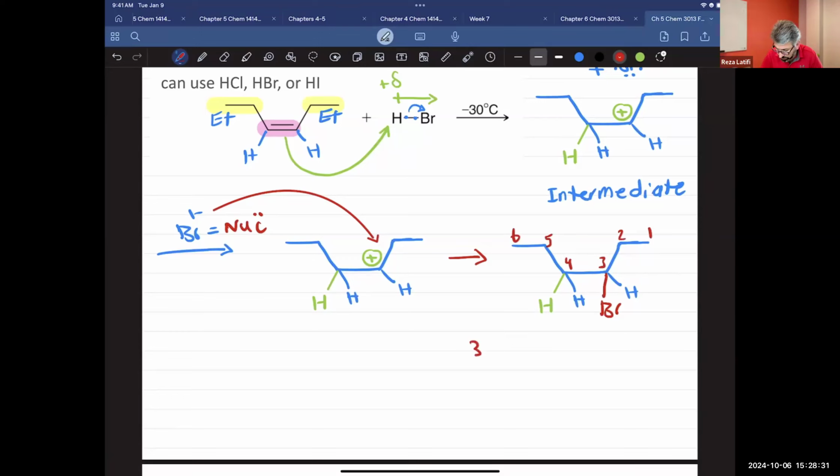It will be 3-bromohexane. So the product will be the same. It's going to be 3-bromohexane.